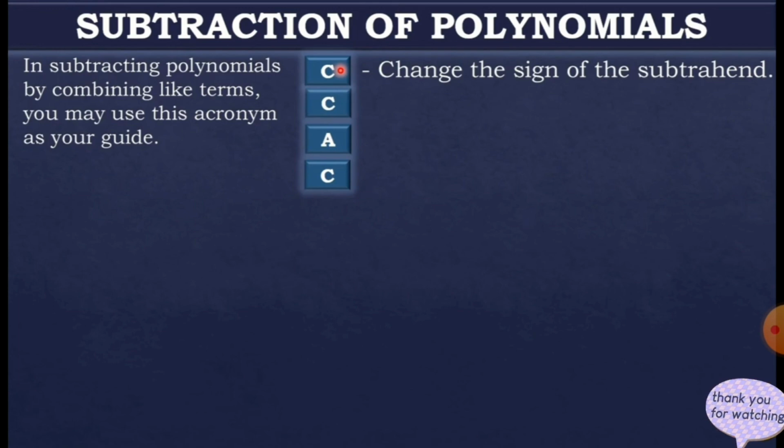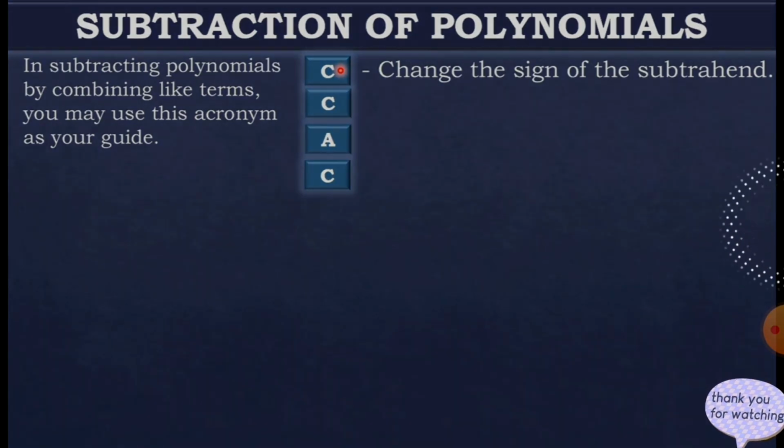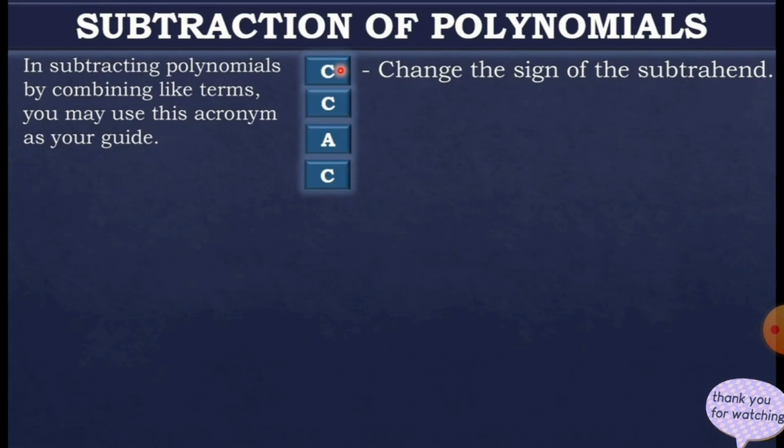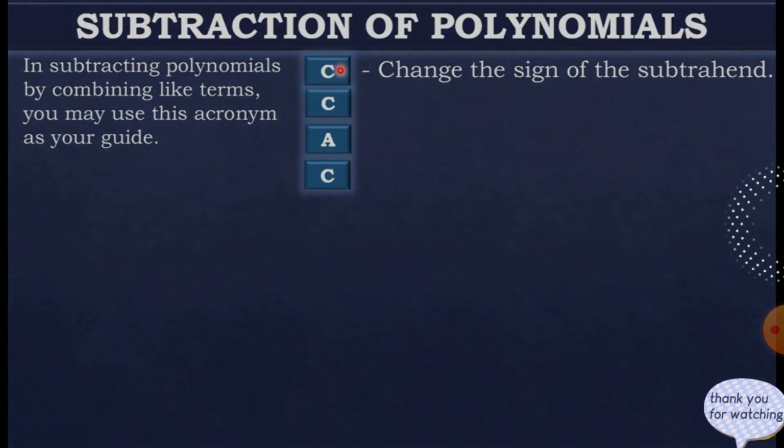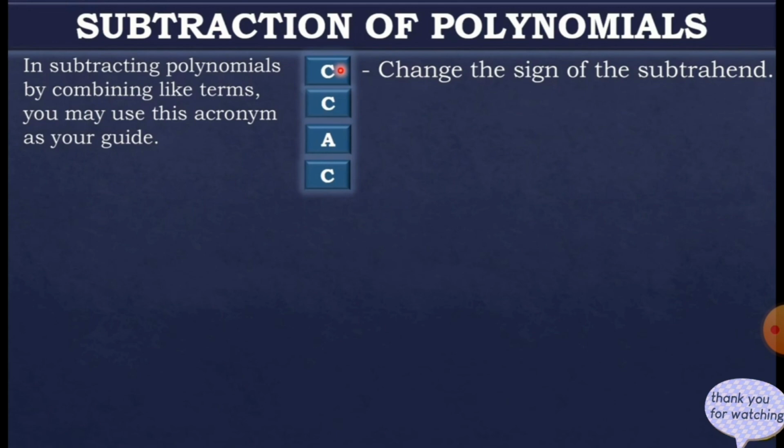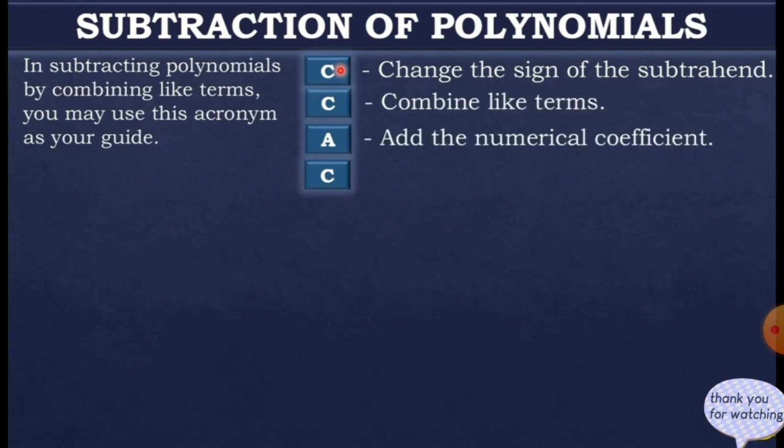Okay? So, first is C, which means change the sign of the subtrahend. Just like in subtracting integers, we have to change the sign of the subtrahend. Okay? And then proceed to addition. So, the same procedure na gagawin natin sa adding polynomials. So, yung una lang ang naiba, ang additional, yung change the sign of the subtrahend. After that, then we will follow the same procedure that we do in adding polynomials.